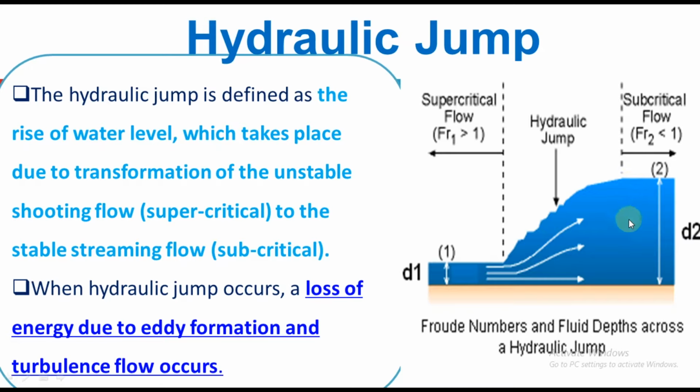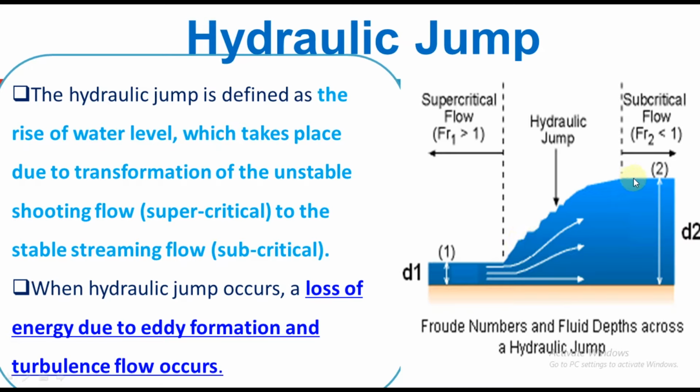So what we can say is that if I consider section 1 and section 2 and measure the depth of flow, at section 1 I will get a depth of flow which would be less than the critical depth, and at D2 my depth of flow would be greater than the critical depth. Wherever this jump is going to take place, the depth of flow will rise suddenly over a very short length.